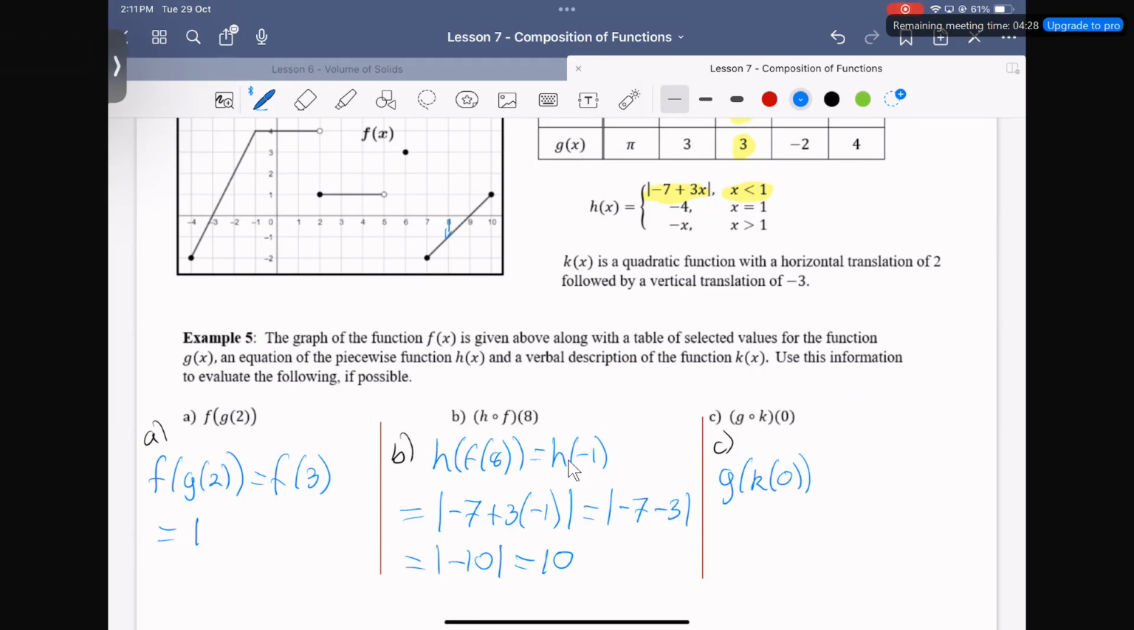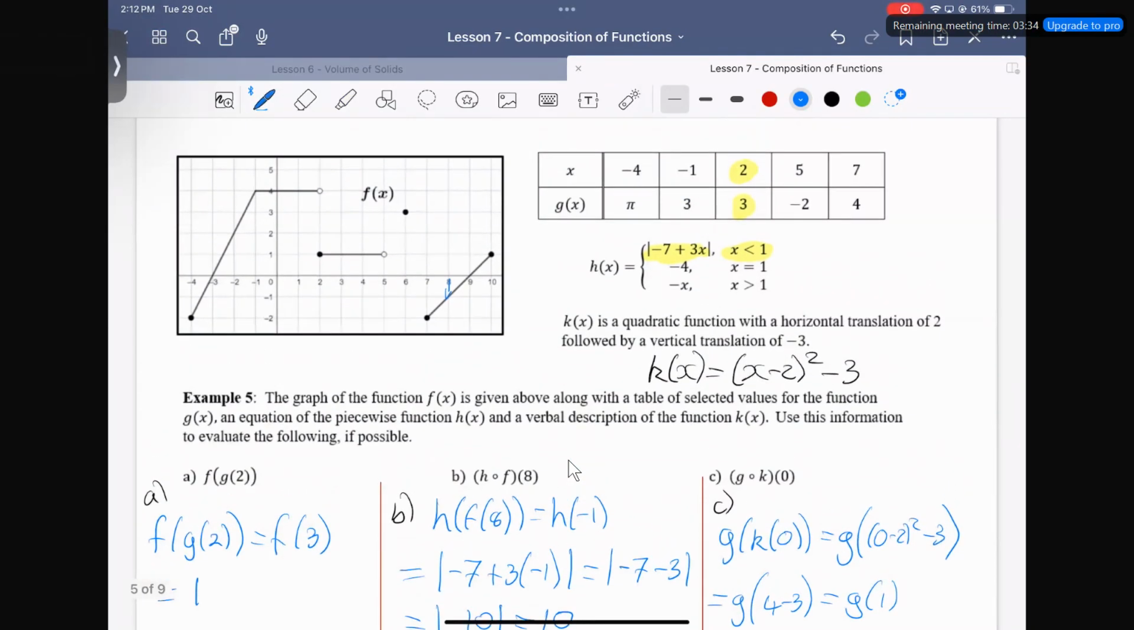So we need to put 0 into k. So what is k? K is a quadratic function, horizontal translation 2 followed by vertical. So let's write up an expression for k. K is going to be x, with a horizontal translation of 2 and then a vertical translation of -3. So that's k. If we put 0 into this, we are going to get g of 0 minus 2 squared minus 3, which is g of 4 minus 3, which is g of 1.